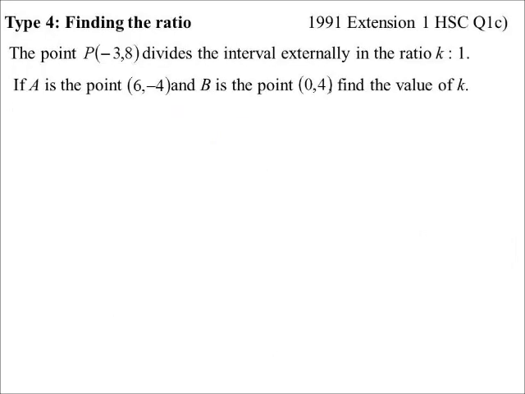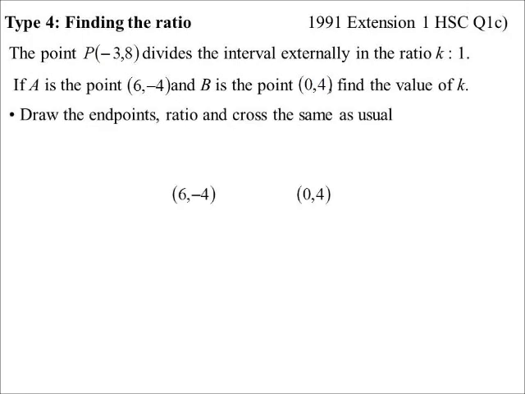Well, what happens if it's the ratio we have to work out? They've given us all the points. What's the ratio? Again, I'm going to start off exactly the same. Well, the endpoints are 6, negative 4. The ratio, well, it's k to 1. I'll make it negative k to 1 because they told me it was external.